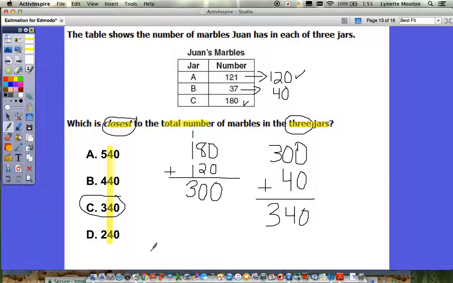I hope this video helped you. Please go back and watch it again if you need to. But these are the types of questions you're going to see on your quiz on Friday: front-end estimation. The only thing we didn't cover was compatible numbers, and that's basically when you look at those numbers and go to what's reasonably closest to it.